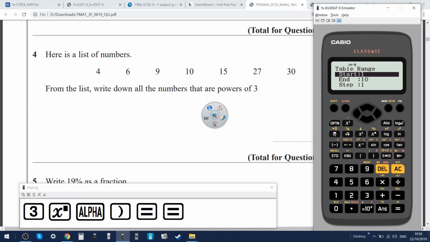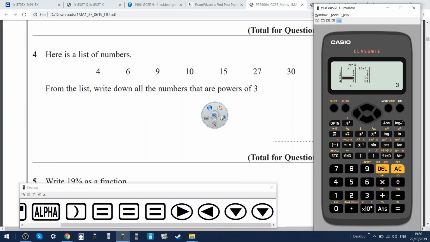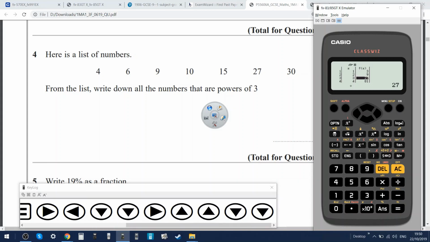Leave it blank. Do we do 1 to 10 again? Yes, we try 1 to 10. Just press equals. There we go. There's the powers of 3. 3 to the power of 1, 3 to the power of 2, 3 to the power of 3, and so on. 3, 9, 27, 81, and on and on and on.